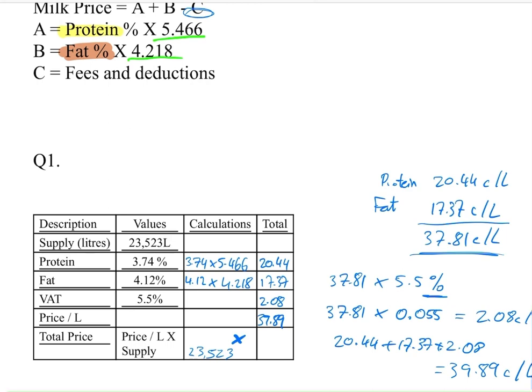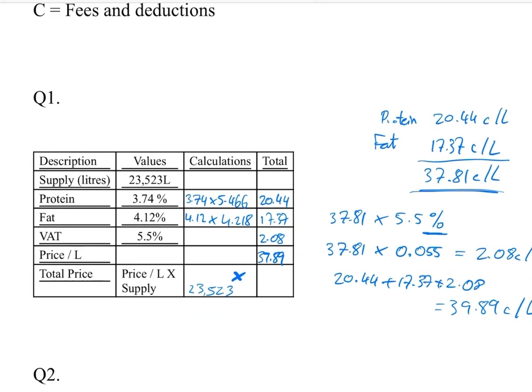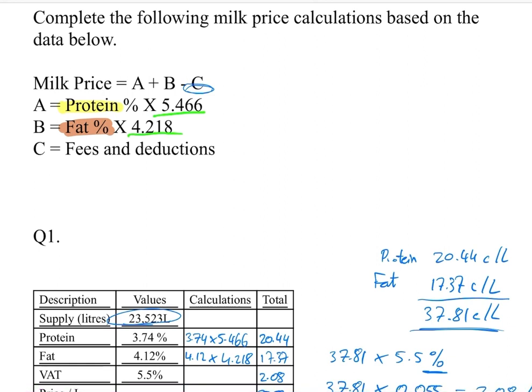Then, to find the total price our farmer is getting for his collection, it's 39.89 cents per litre multiplied by our total supply of milk, 23,523. We get an awful big number here, 938,332 cents. If we divide that by 100, this farmer is getting 9,383 euros for a milk collection. That is question one, and I'd suggest you learn 5.466 and 4.218 off, but bar that, everything is straightforward.